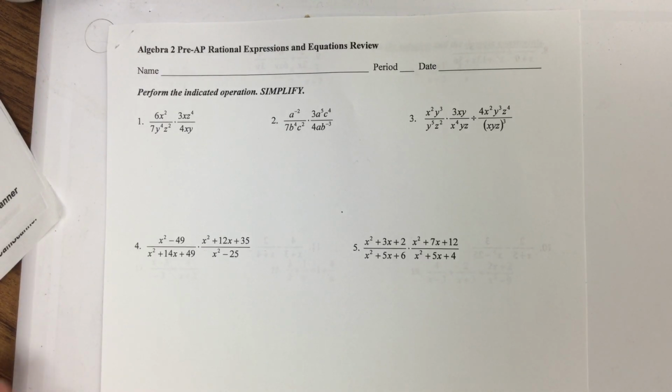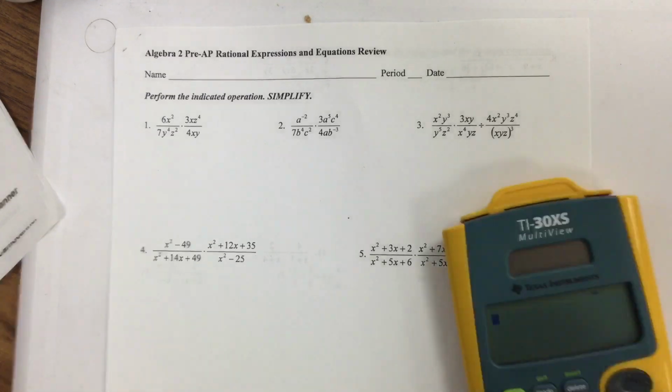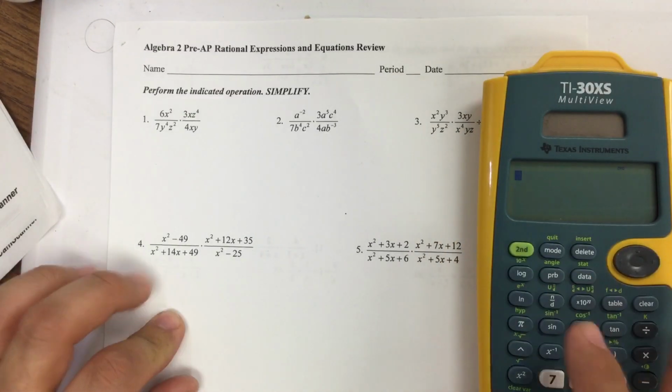All right, so this is the review for the test. For number 1 here, I would just multiply straight across, since it's a multiplication sign. So let's see.